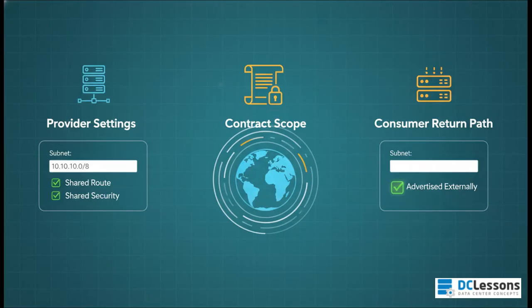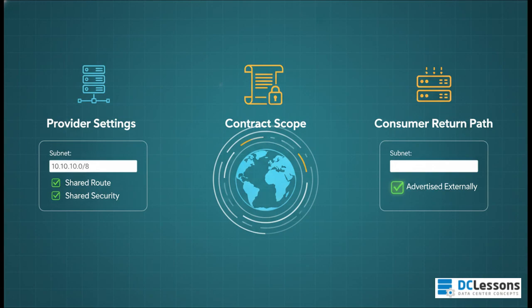So let's do a quick-fire recap of the exact settings we just saw in that diagram. On the provider's L3Out EPG, for that 10.10.10.0/8 subnet, you need 3 things. You have to define it as an external subnet, and then you have to check both shared route control and shared security import. The contract needs a scope, like global, so it can actually cross between tenants.